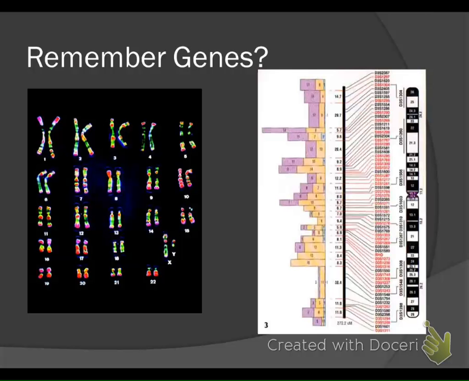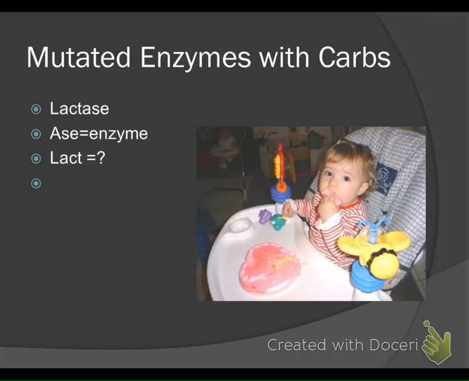Can the genes go wrong? Yeah. Yes, they can go wrong. One of the things that could go wrong, if you can't digest carbs, lactase. Remember, if it ends in an ASE, it's an enzyme. So what is that responsible for digesting? What is that enzyme going to break down? Milk, dairy. Specifically, what it's going to break down is milk sugar. Anything that ends in an OSE is a sugar.